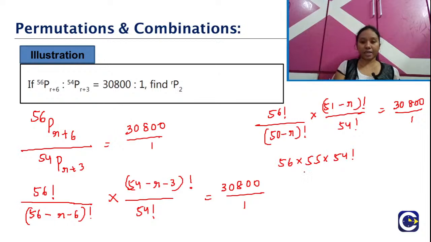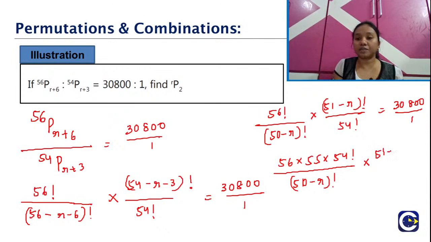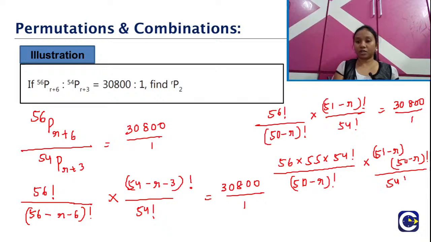Right. So in the same way, 50 minus r factorial, let it be here. And in the same format, 51 minus r can be written as 51 minus r into, so if we do minus 1, that will be 50 minus r, which means 50 minus r factorial divided by 54 factorial. So now this 54 factorial and this 54 factorial will get cancelled. And then again 50 minus r factorial here and 50 minus r factorial here will be cancelled, and we'll be remaining only with 56 into 54 and this 51 minus r.